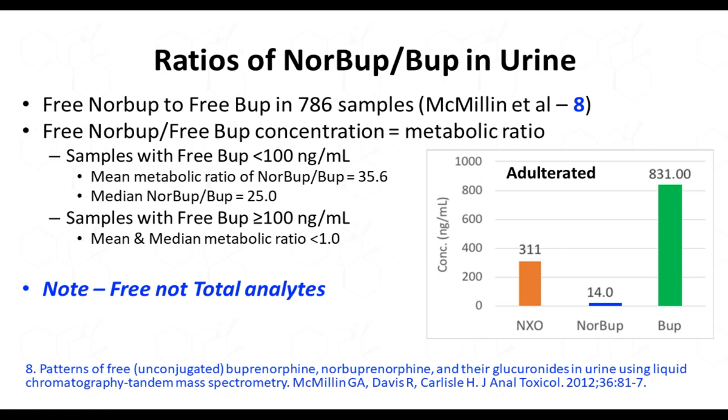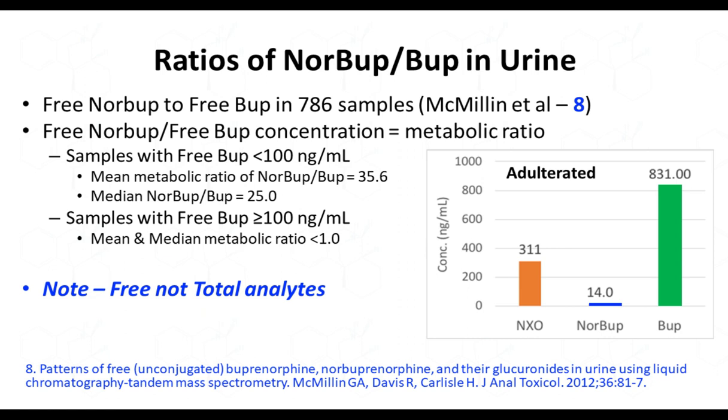They divided their cohort into those with a free buprenorphine less than 100 nanograms per mil, and we saw that for that metabolic ratio, the mean was about 36 and the median was 25, meaning that norbuprenorphine was a lot higher than the buprenorphine. In the second cohort, which was a much smaller number of samples, where the free buprenorphine was greater than 100 nanograms per mil, they found that that metabolic ratio was much lower, less than 1, with several subcategories there, indicating much lower norbuprenorphine and higher buprenorphine concentrations. So again, I want to point out this is free, not total analytes.